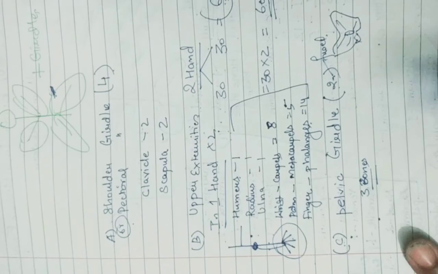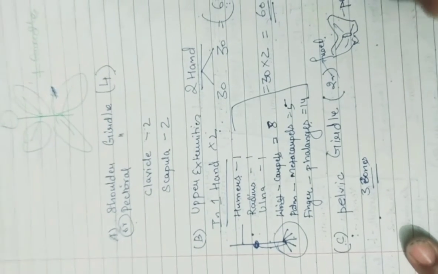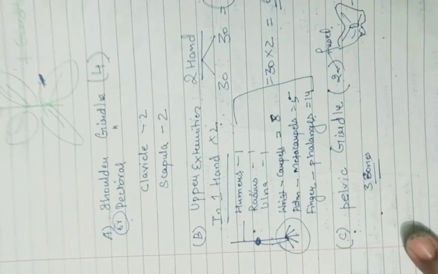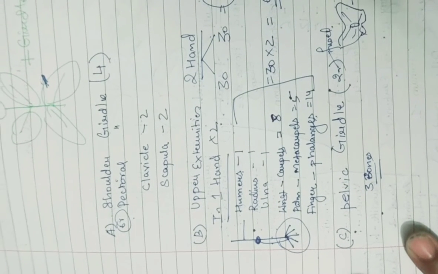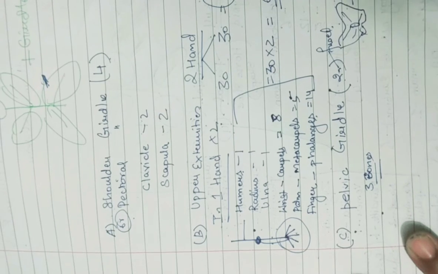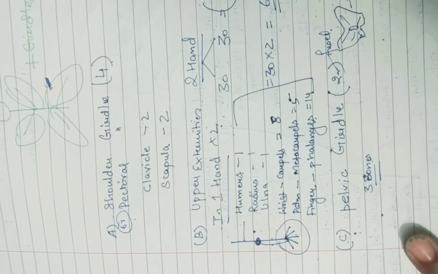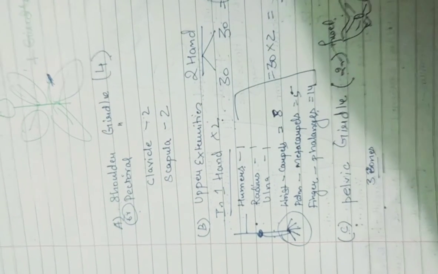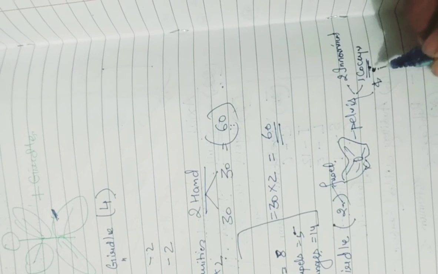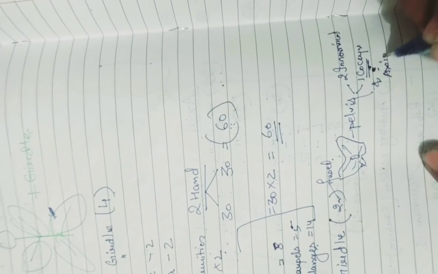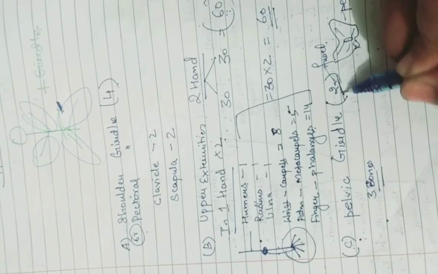If you say your pelvis is made up of a total of 2 innominate bones plus 1 coccyx, that is your coxal bone. The coccyx you have learnt in your axial skeleton. Already you have covered it, so you will not count it here. So in total there are 2 innominate bones.